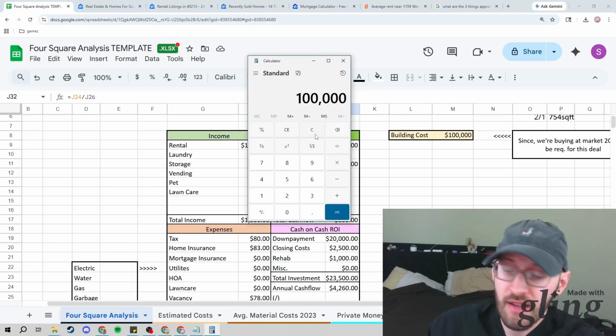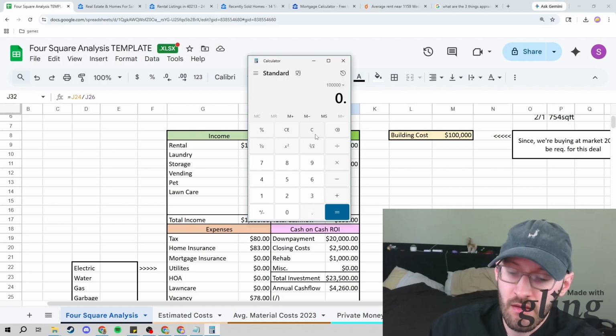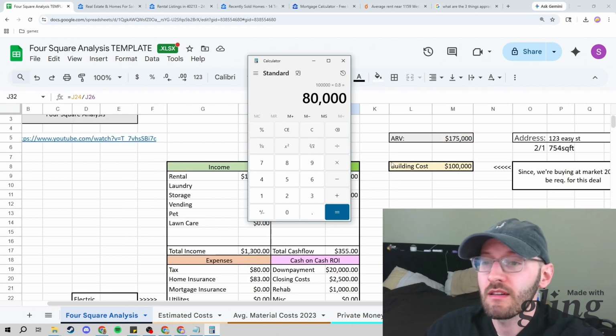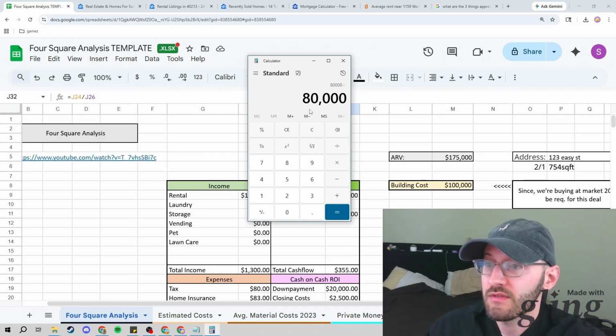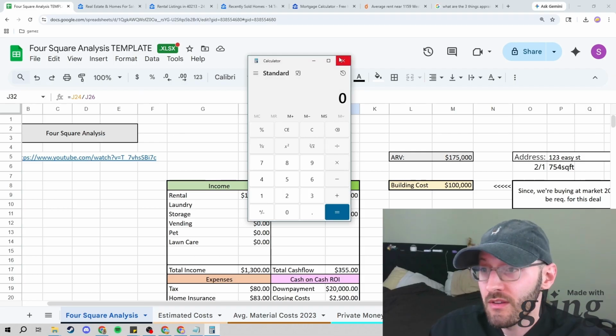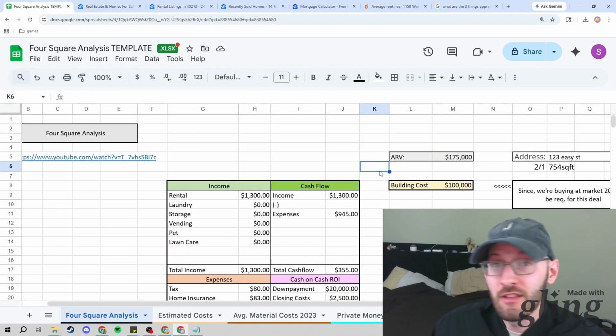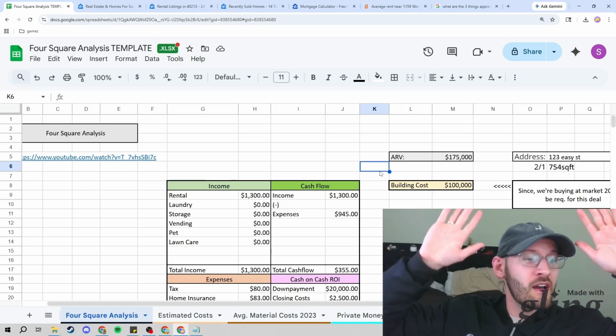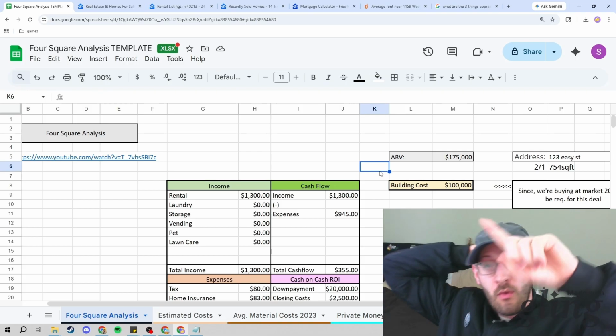But again, we have a $100,000 house. Let's say we paid 20%. We got 80, and it looks like the ARV is 175. So we're going to go ahead and minus that. That's $95,000 of equity. You get this house, you fix it up, you just got $95,000 in equity. That's crazy. That's how you win. Again, not investment advice.